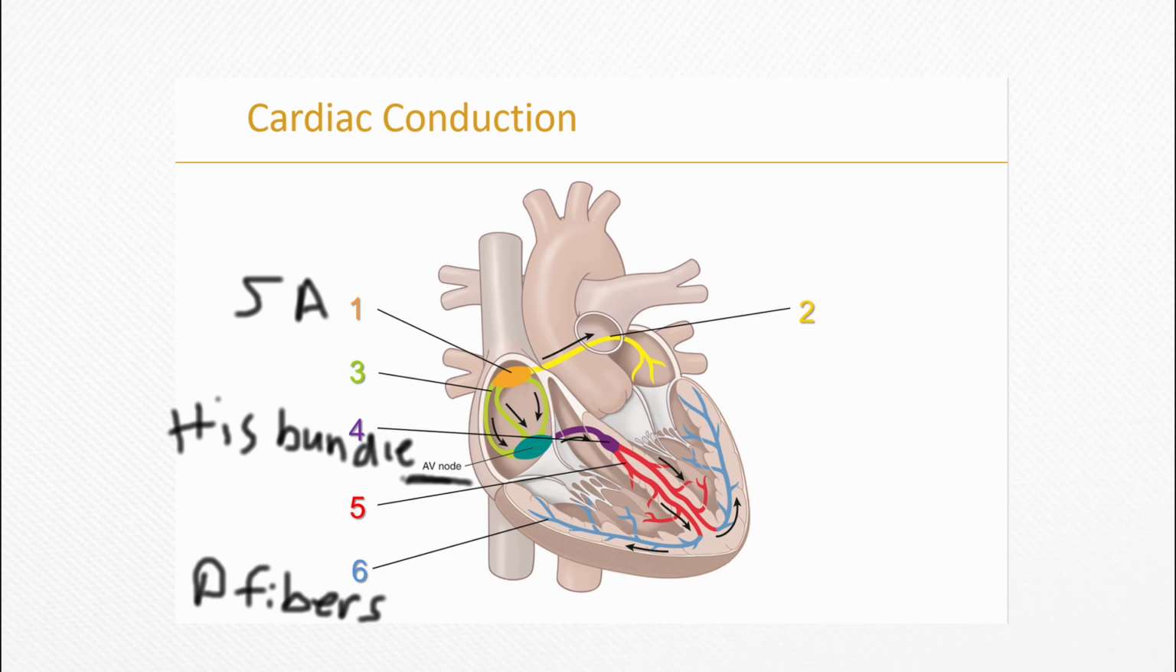An interatrial bundle of conducting fibers rapidly conducts impulses to the left atrium, and both atria contract. You can see that in yellow. Soon the impulse enters the AV node. It slows considerably to allow the atria time to contract completely and the ventricles to fill with blood.